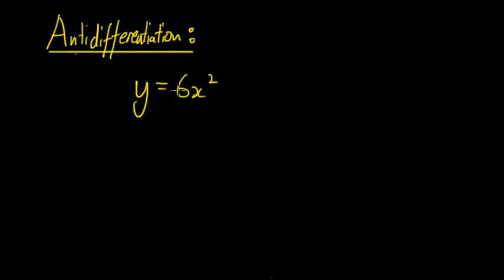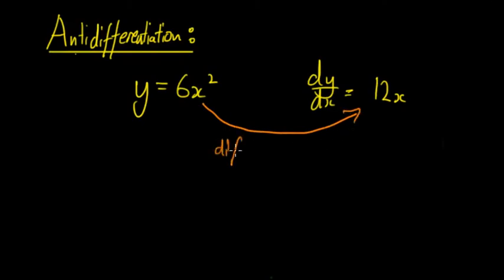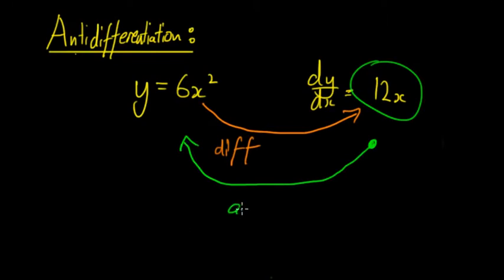So if we have y equals 6x squared, then dy dx, the gradient or the derivative, is equal to 12x. We brought the 2 down, and then we divided by 1, so we got 12 on 1, which was 12, so we got 12x. So what we did here was differentiation, or diff. However, anti-differentiation is going from this number here and bringing it back to this number. So this is anti-diff.